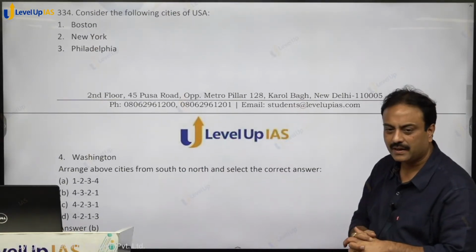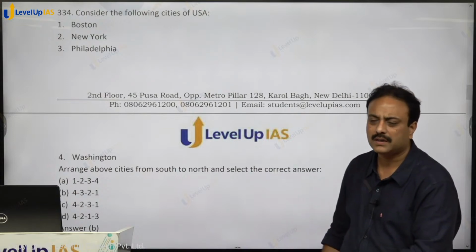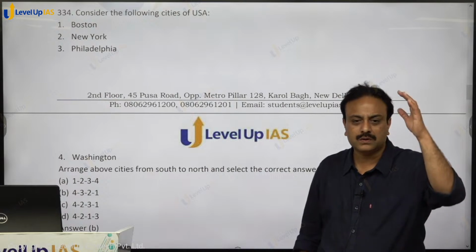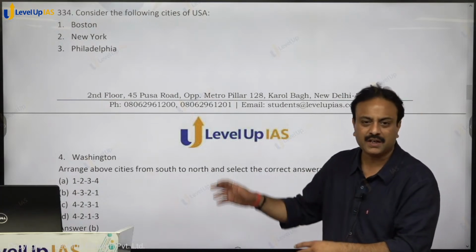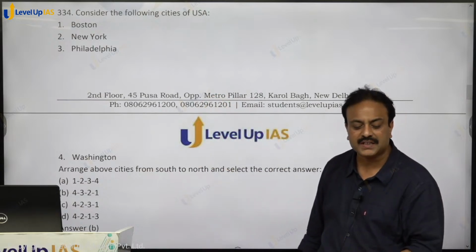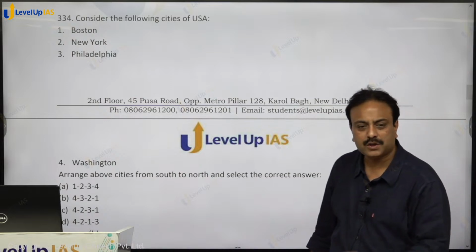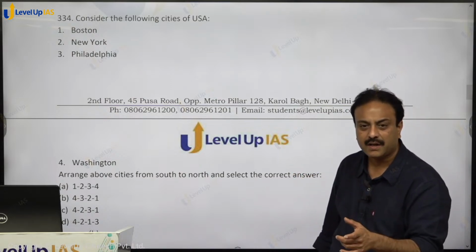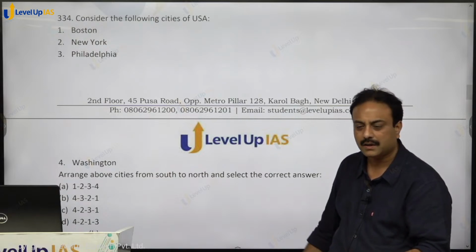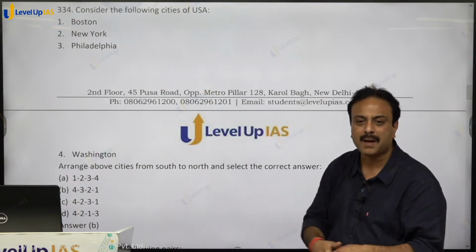Consider the following cities of USA. Important cities of USA. You keep on hearing NASDAQ going up and down, Dow Jones going up and down. What is that? They are stock exchanges present in different positions. Important places. This is the Rust Belt of USA. Boston, New York, Philadelphia, Washington. You have to arrange these places south to north. Boston is known for university education. New York is a major trade center. Philadelphia is an ancient city of USA. Washington is the capital of USA. Washington DC. What is DC in Washington? District of Columbia. So the order is south to north. Check in the map. What is the order?